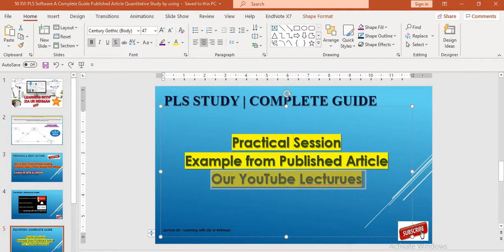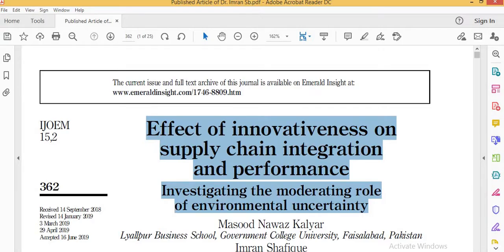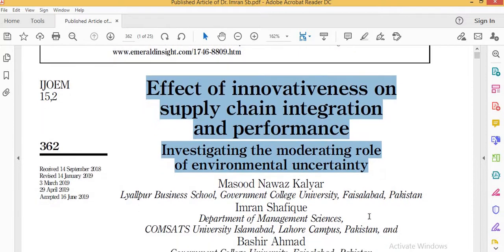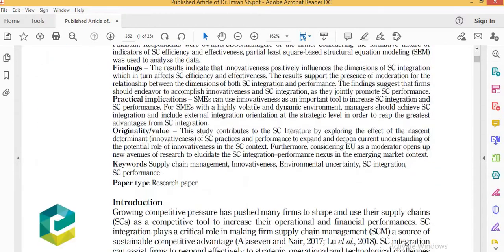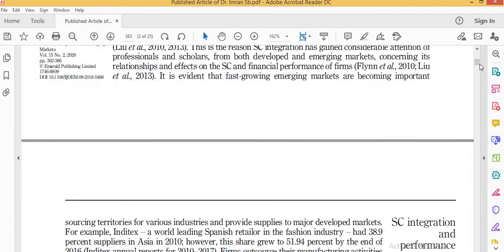So this is the article. It is published by Masood Nawaz, Imran Shafiq, and Bashir Ahmed, and its title is Effect of Innovativeness on Supply Chain Integration and Performance, Investigating the Moderating Role of Environmental Uncertainty. Look at here what the authors of this paper do by using the PLS software.